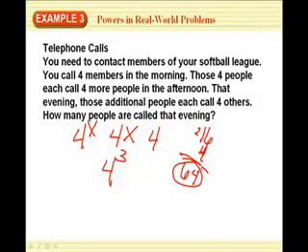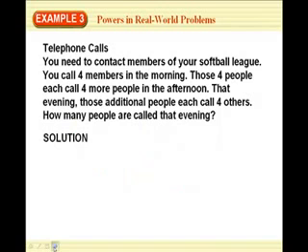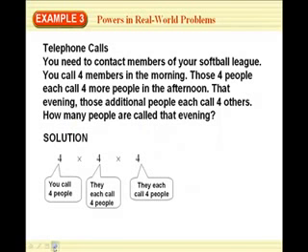So let's take a look at the guided practice as we go through here. Oh, here's their solution. You call 4 people, they each call 4 people, they each call 4 people.